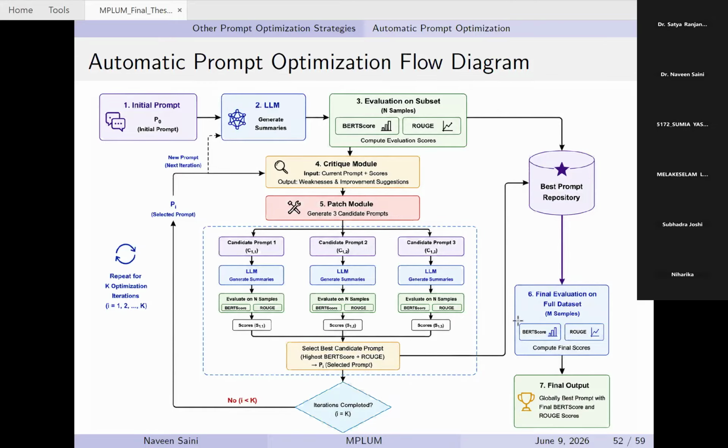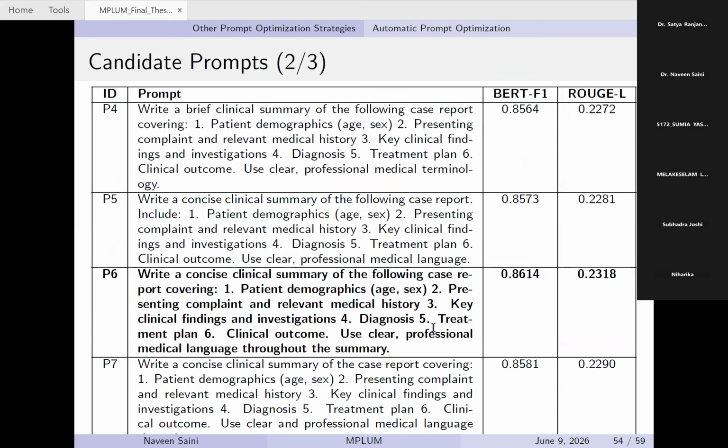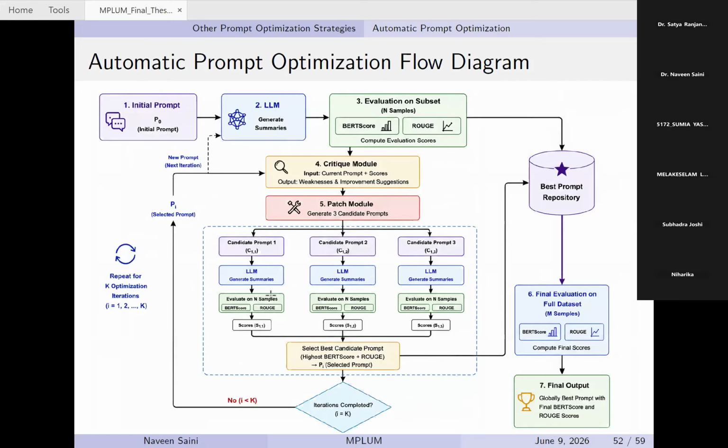For example, like this is the example, prompt number 0, BERT score is this, ROUGE score is this. In P1, it is slightly increased. Prompt number 2, okay, you can say it is also increased like this. We have multiple prompts. So P6 is better, you are able to find out that P6 is better in terms of the BERT score and ROUGE score. Okay, because it will be stored in parallel using this best prompt repository.